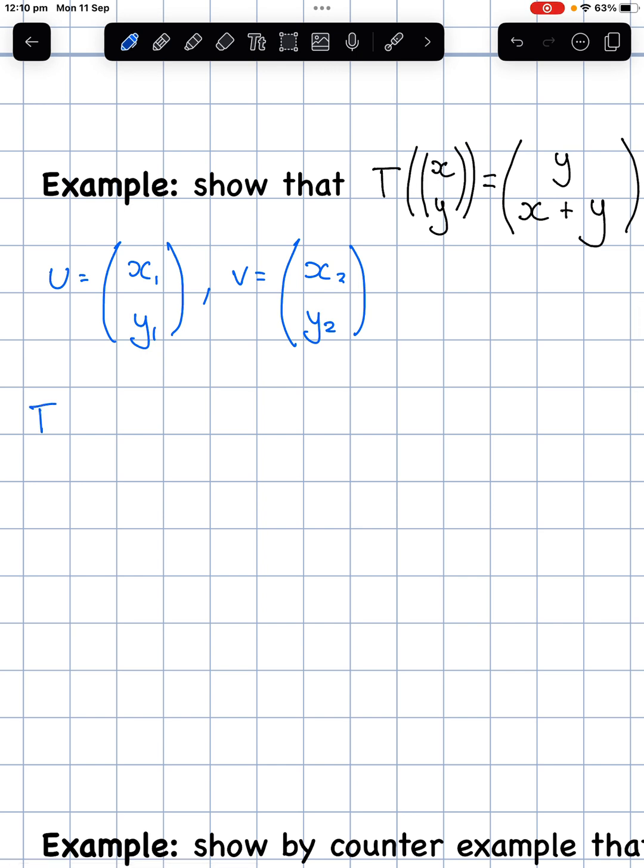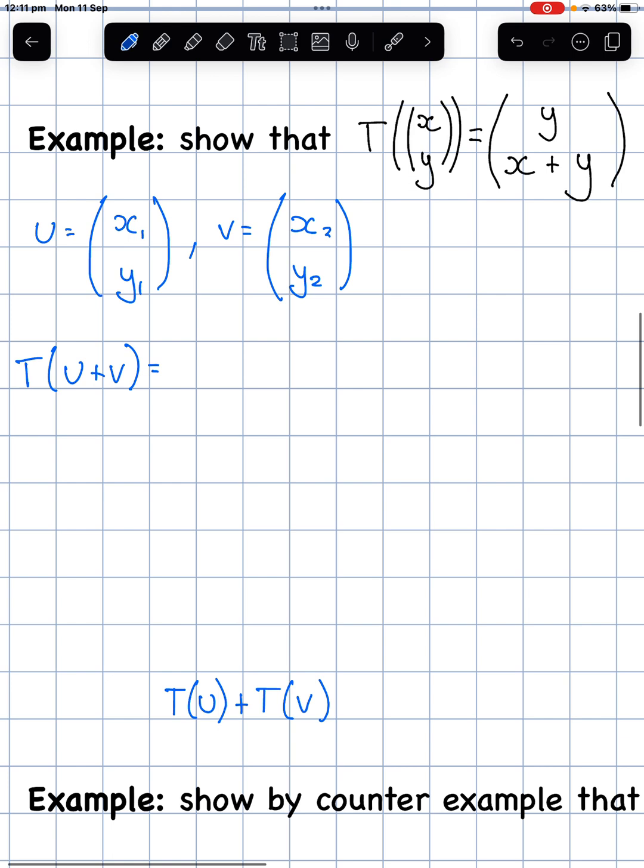Our first rule was that T of U plus V should equal T of U plus T of V. I'm just going to move that down because that's our aim. We don't want to have it in our proof just yet. So we've got T of U plus V, which means we're going to have T, and in here x1 plus x2 over y1 plus y2. This is my U plus V, and I put them in this function here.